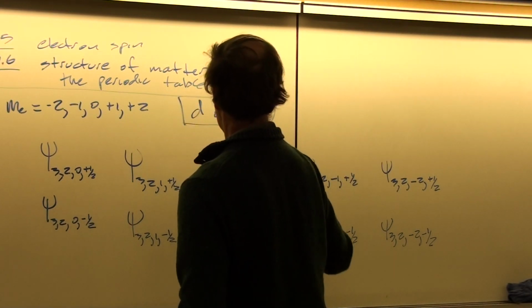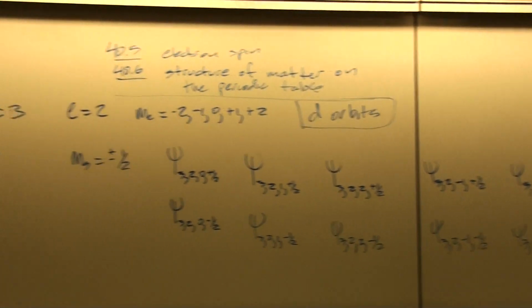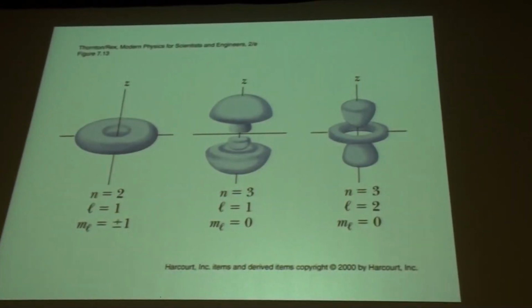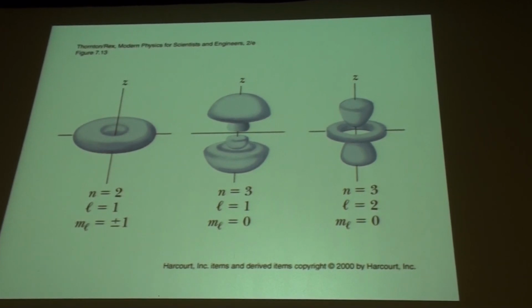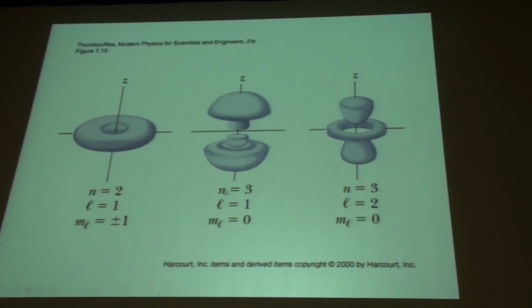Okay, so the d orbits have kind of weird shapes. Here we can see some of the d orbits. This would be n equals 3. Here's the L equals 1 that we looked at before. And here, for this n equals 3, L can be 2. So this is a d orbit. Here we've got n equals 3, L equals 2.